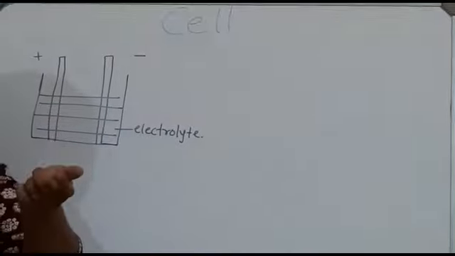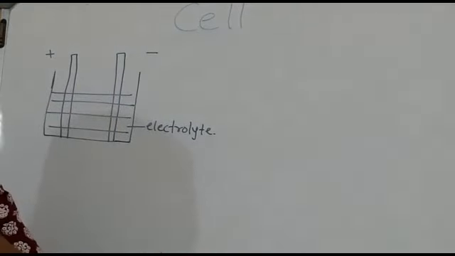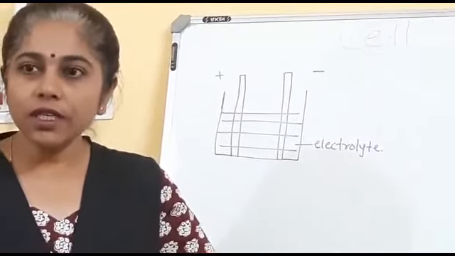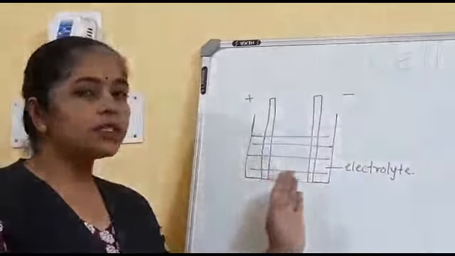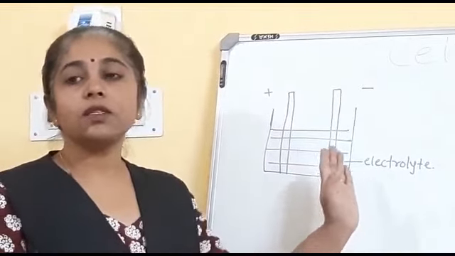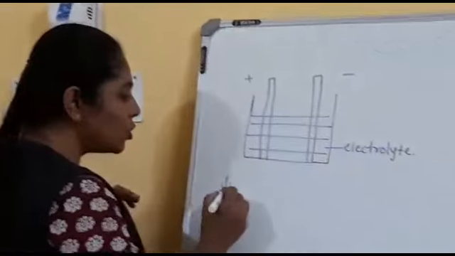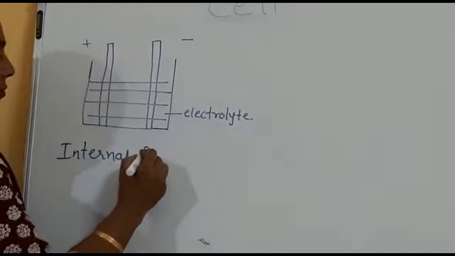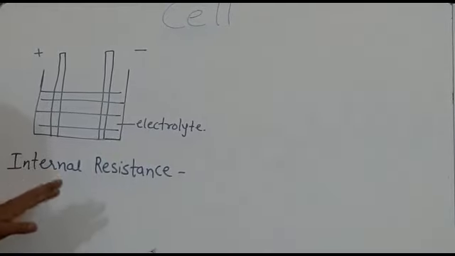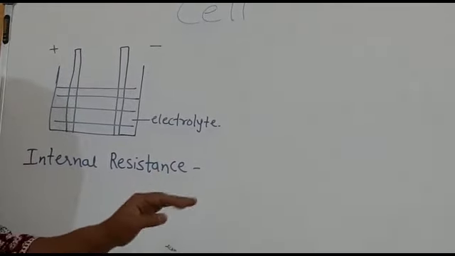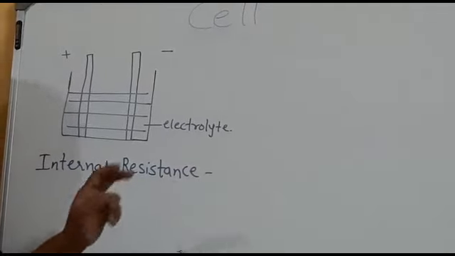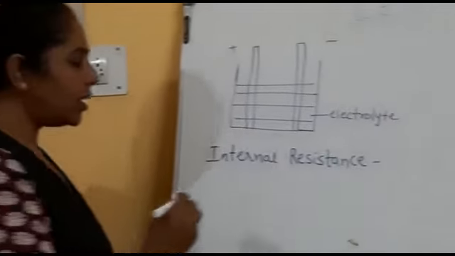As in a conductor, the current is due to the electrons, and when the electrons move, they experience resistance. The same way, when the ions move, they also experience resistance, and that resistance is known as internal resistance. So what is internal resistance? Internal resistance is the resistance offered by electrolyte. Write the definition. Internal resistance is the resistance offered by electrolyte.